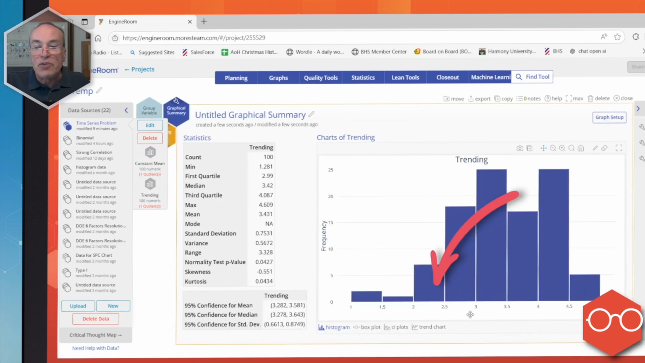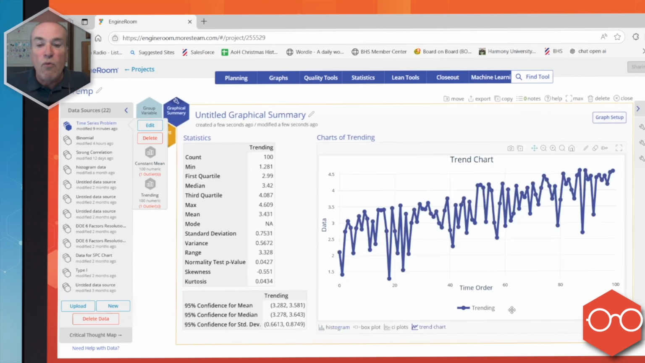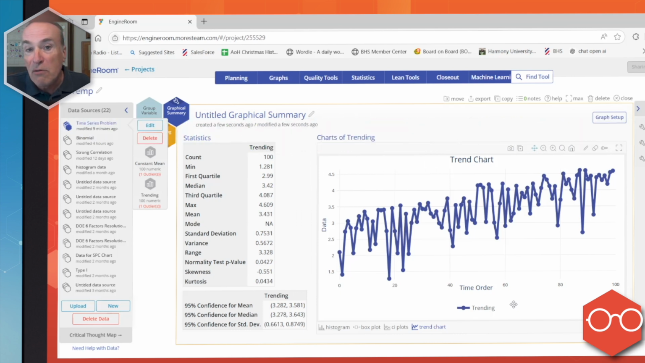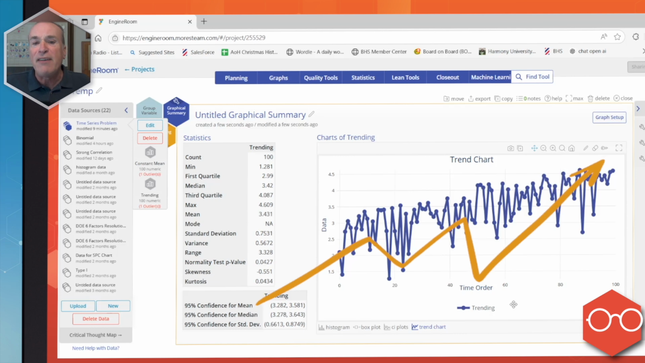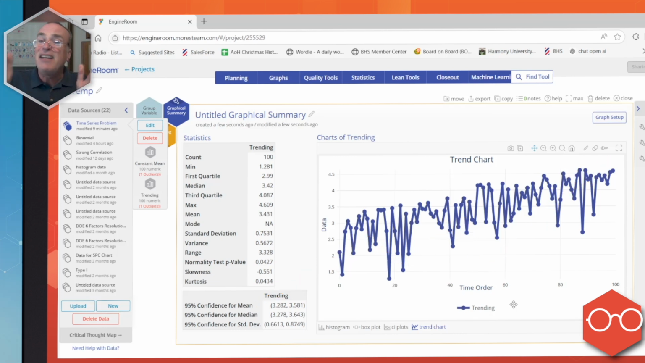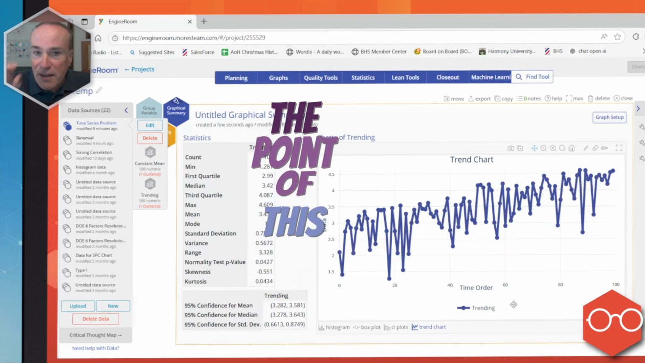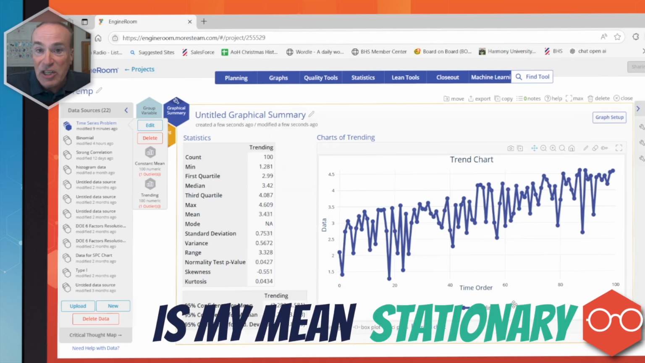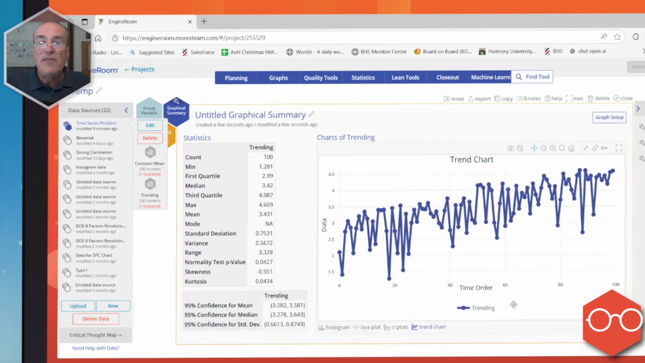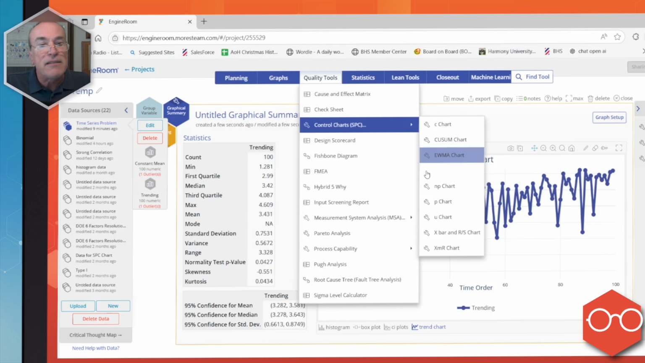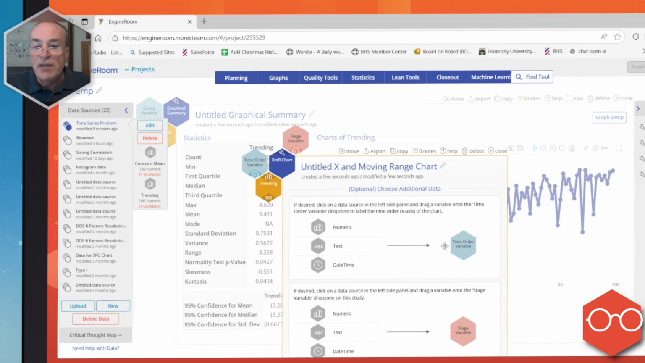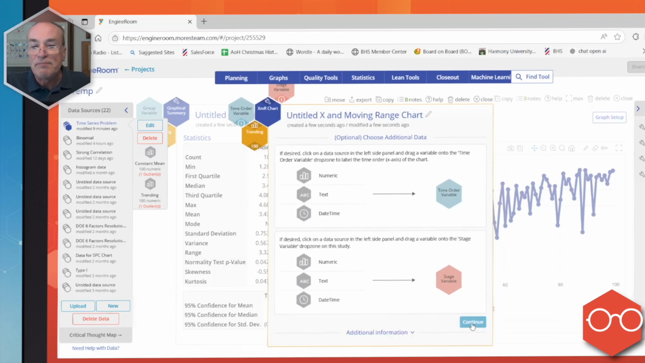And I click on the trend chart, and what I see is a trend over time. It's going from lower values up to upper values. And again, I could do an SPC chart, but the point of this graph is to assess, is my mean stationary over time? And if an SPC chart might be a better approach to do that, I can, certainly. And I would never discourage people to do an SPC chart for sure.